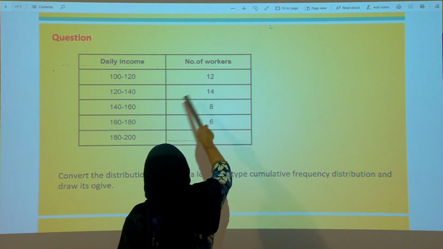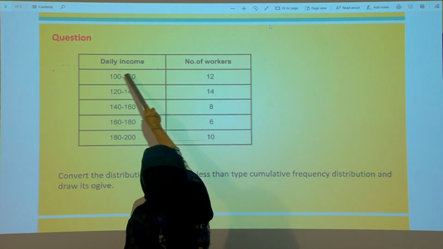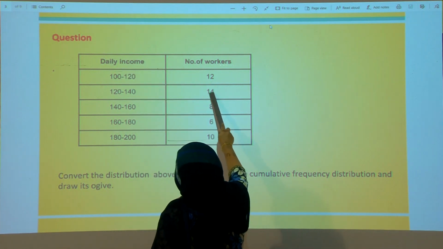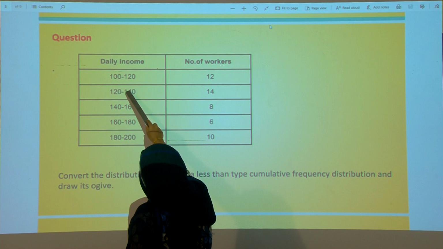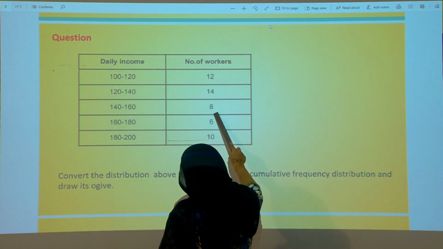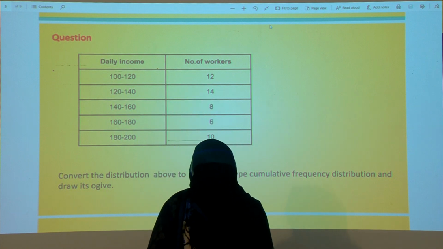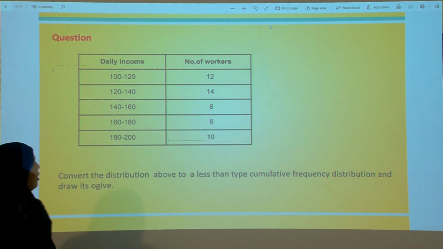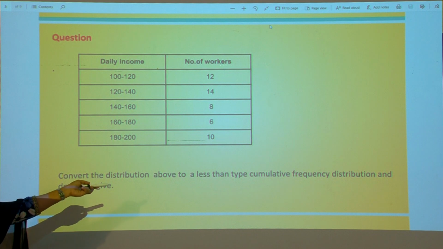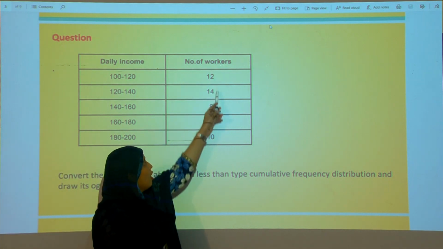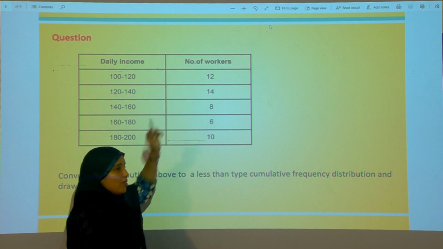This means that 12 workers have a daily income of 100 to 120, and 14 workers have a daily income of 120 to 140, and 8 workers have a daily income of 140 to 160, and so on. So we want to change this distribution to a less than type cumulative frequency distribution. The second column is nothing but the frequency column.